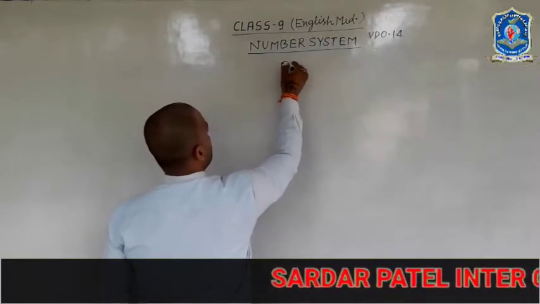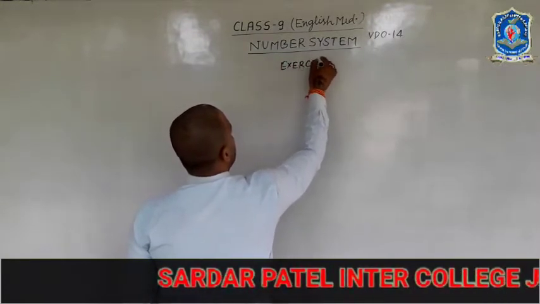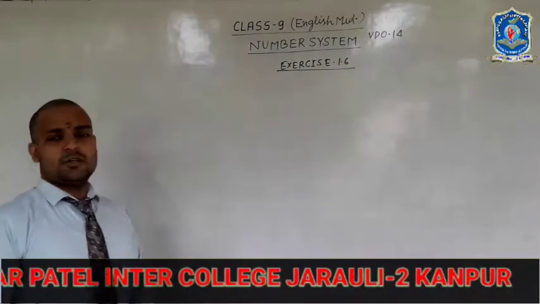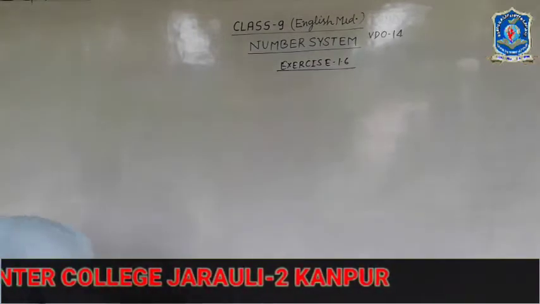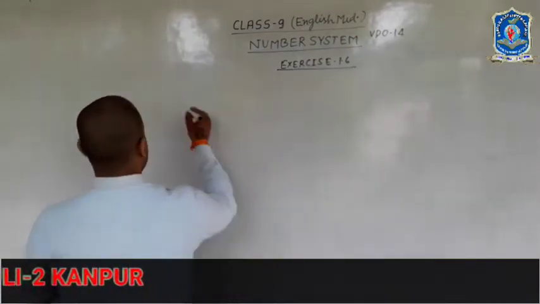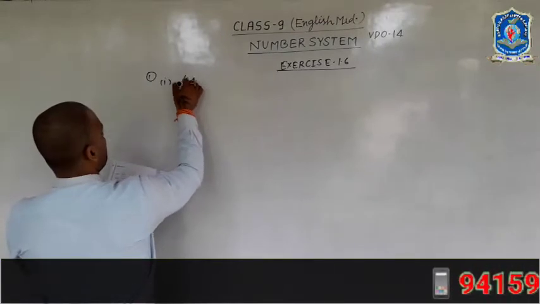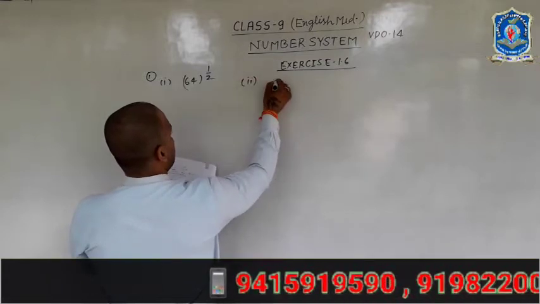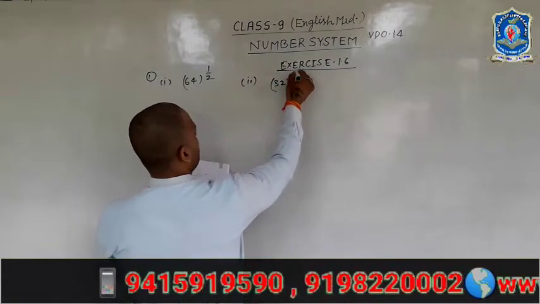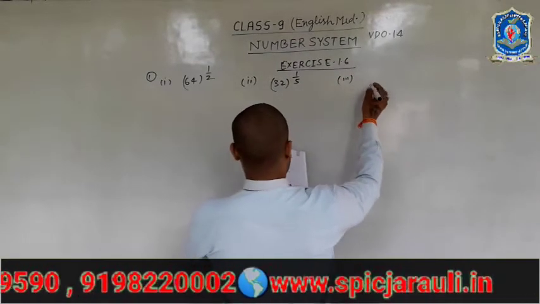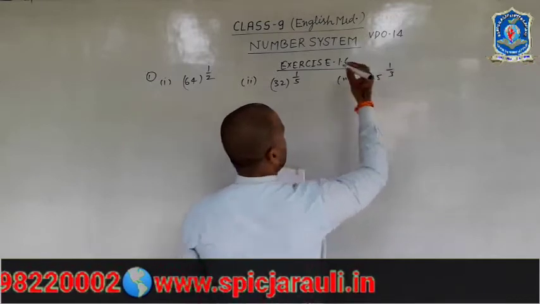Exercise 1.6. Question number first is to find 64 to power 1 by 2. Question number second is 32 to whole power 1 by 5. Question number third is 125 to power 1 by 3.